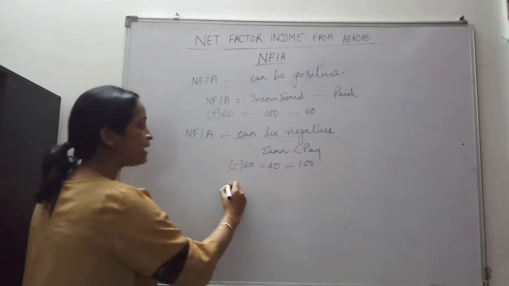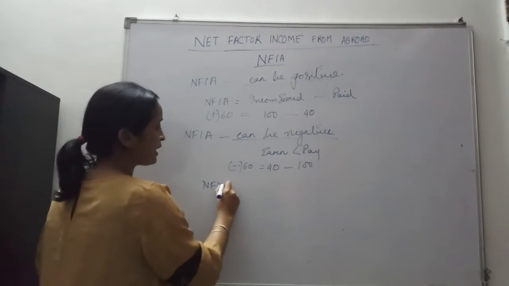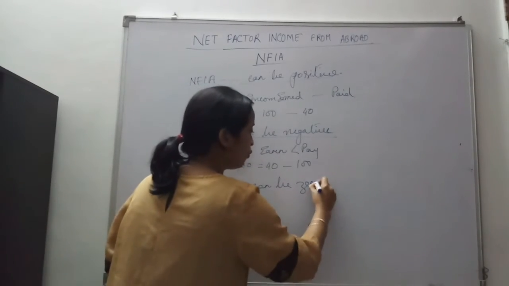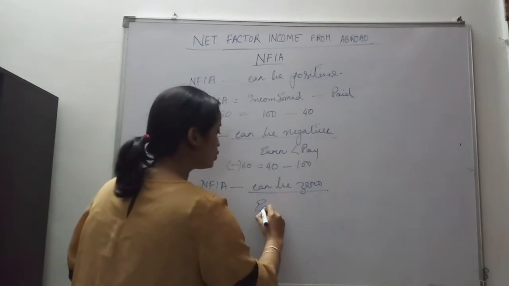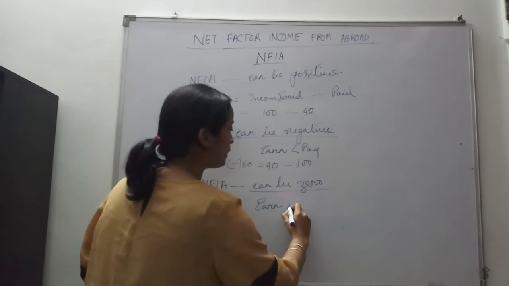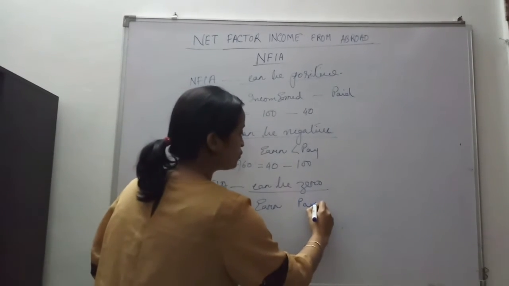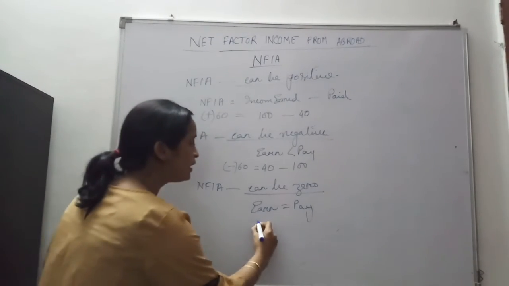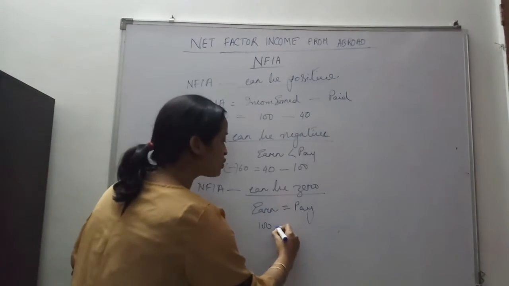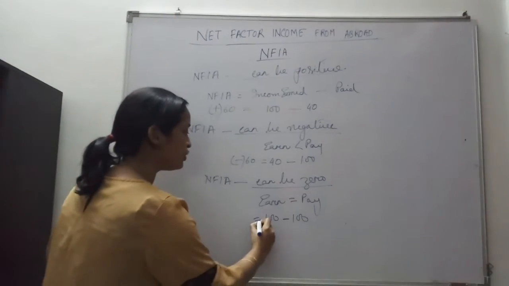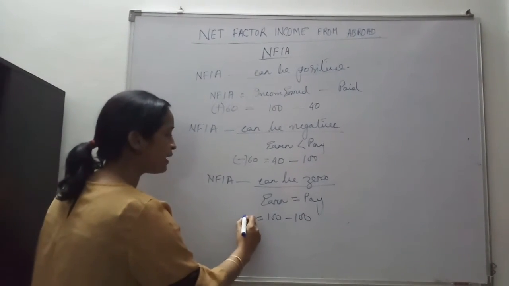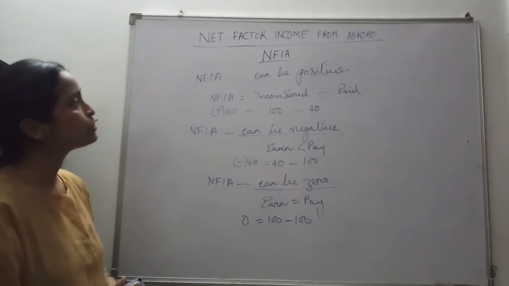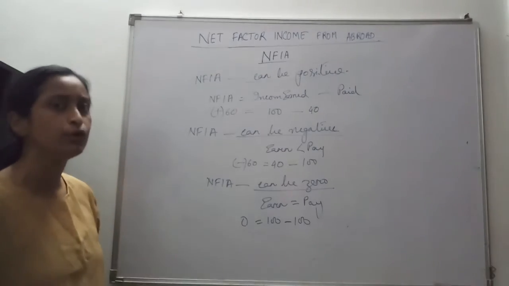Then NFIA can also be 0. When can it be 0? When what we earn and what we pay are exactly equal. We are earning rupees 100 and we also have to pay rupees 100 to the rest of the world. So NFIA is 0. When we are talking of NFIA, these are some of the important points to remember.